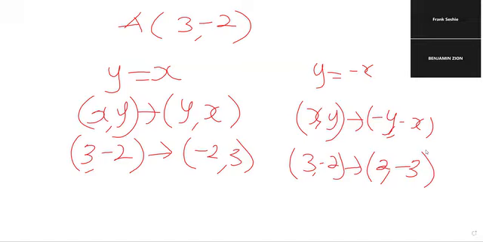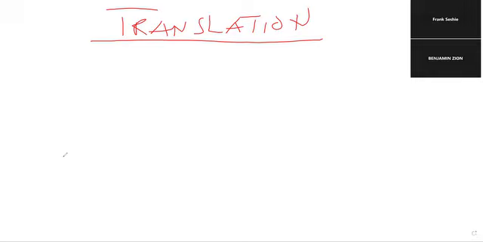Please, let's proceed. So that is it for reflection. For translation, that is the easiest. For translation, you always have something we call a translation vector.